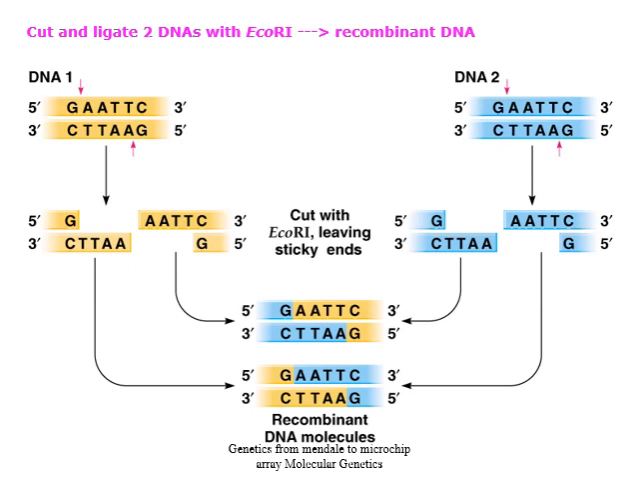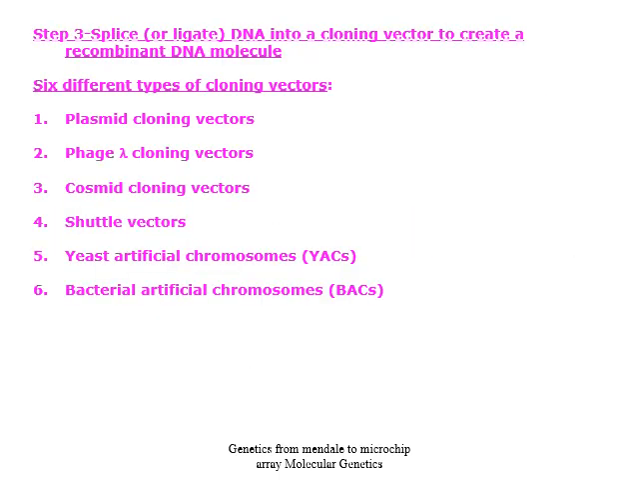Cut and ligate DNA with EcoRI. Here are the steps: cut with EcoRI, which gives sticky ends. Here is the recombinant DNA. Step 3: splice or ligate the DNA into a cloning vector to create a recombinant DNA molecule.